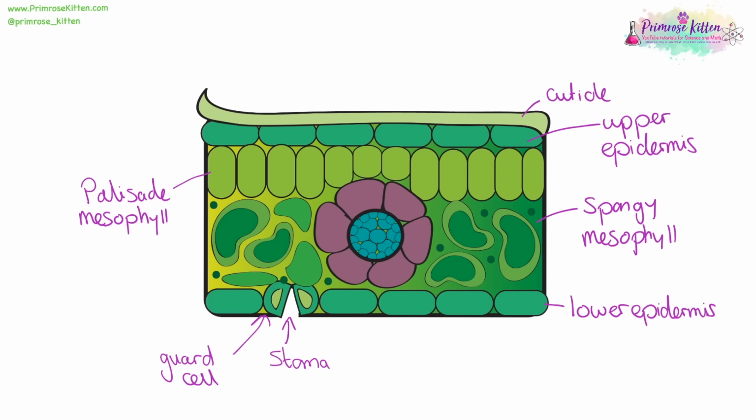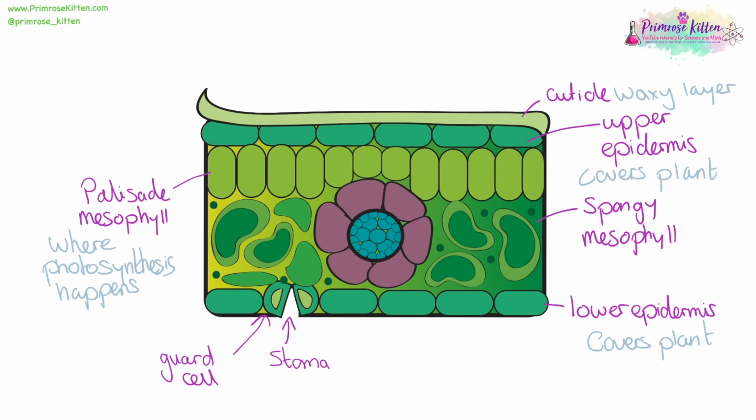Here we have a cross-section of a typical leaf. Our palisade mesophyll, where photosynthesis is going to take place. Cuticle, which is the waxy layer. Upper and lower epidermis, which cover the plant. Spongy mesophyll, which is a space for gas exchange. And the guard cell and stomata, which is where transpiration takes place.